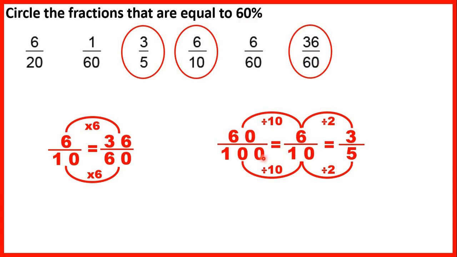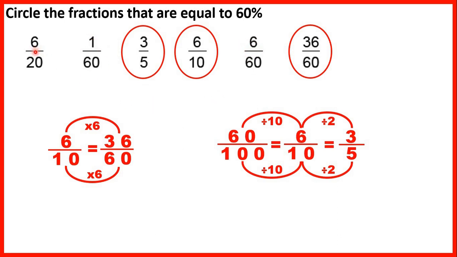Because 60 hundredths is the same as 6 tenths, and 6 tenths is the same as 36 over 60, we know that this fraction must be equal as well. We also have other fractions with a denominator of 60, but because we know that if the denominator is 60, the numerator is 36, we don't want to circle this fraction or this fraction.